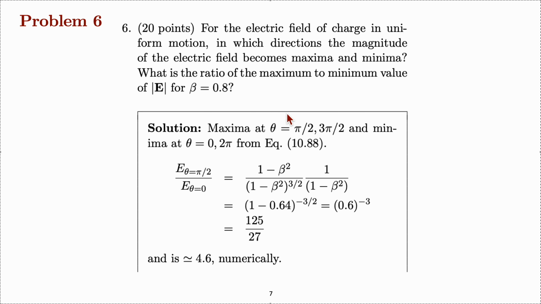So from equation 10.88, maximum at this angle because of the sine squared term, and minimum at theta equal to 0 or 2 pi. And if you take a ratio, then all you have to do is to calculate this value. That's 125 divided by 27, which is numerically a bit less than 5. All right, so that's it. Thank you.